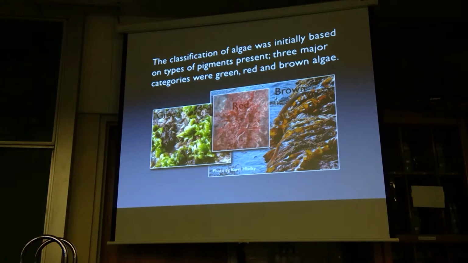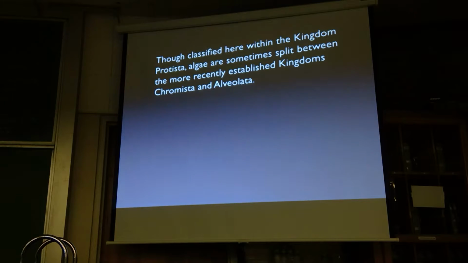They were originally categorized based on their pigment type. So here we see multicellular algae, green, red, and brown. When we start talking about the microscopic forms, most of the ones we look at are green. Most of the freshwater algae, I believe, are green algae, and those are the ones we concentrate on. We don't look at any reds.